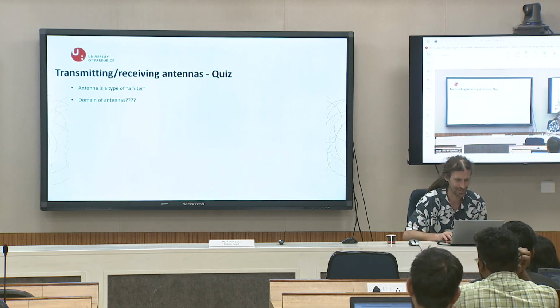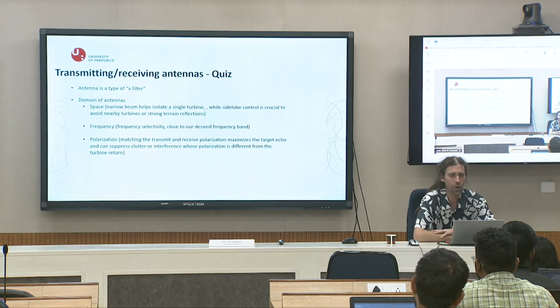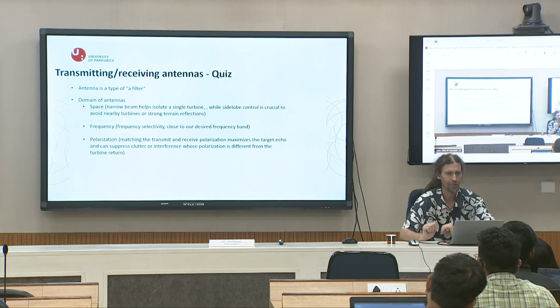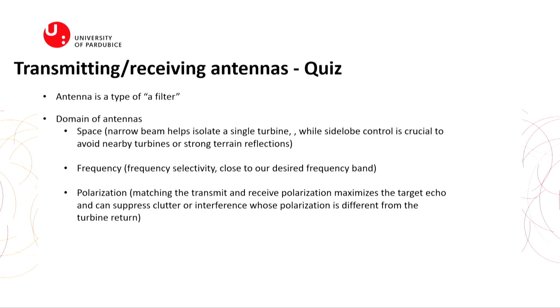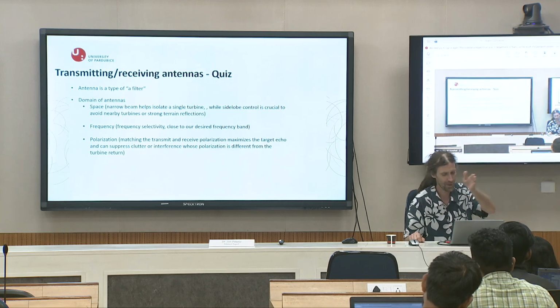And polarization domain. Exactly. So, space: it is narrow beam, isolating a single turbine, wide beam, and so on. So it is space domain. Frequency, of course, frequency selectivity. You have designed for a specific frequency band, so this was close to our desired frequency band. And polarization is clear: vertical, horizontal, cross polarization. Perfect.